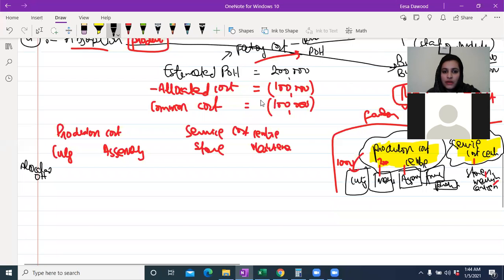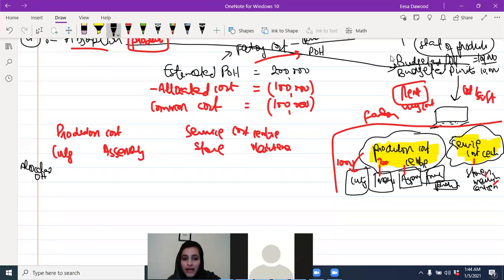So I said that out of the total cost of 2 lakh, there was some cost which was allocated cost. That was the cost which actually arose in those respective departments, for example indirect material, indirect labor, and indirect expense, which would be directly traceable to the cutting department, and that would be allocated to it. For example, I allocated 25,000 cost. Out of that 1 lakh cost, 25,000 was related to the cutting department.